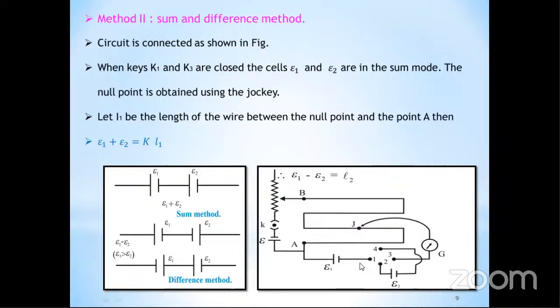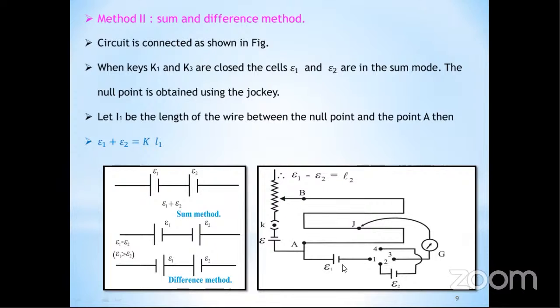So at that time the circuit is in the sum mode, the sum method. Then you have to take the jockey in your hand and find the point at which the galvanometer shows null deflection. That means the circuit diagram is the same as before. Here again A to B is the potentiometer. The positive terminal is given to A, the negative terminal to the plug key, and this one is the rheostat. One terminal of this plug key is given to the constant terminal of the rheostat and the variable terminal is given to the point P.